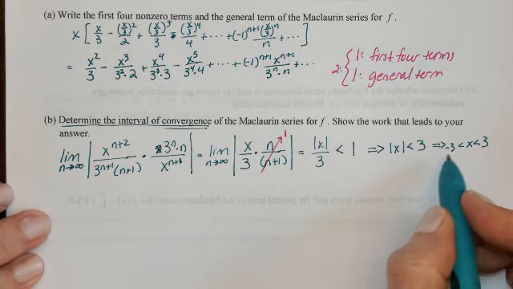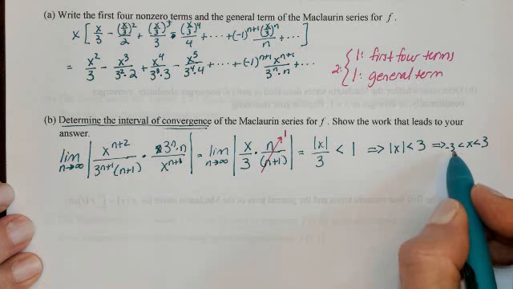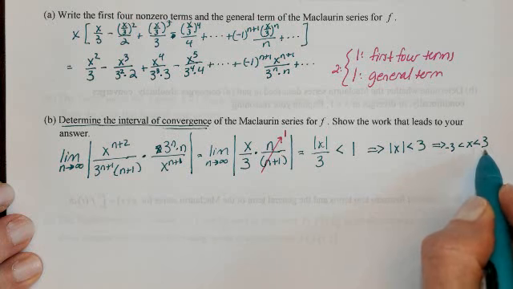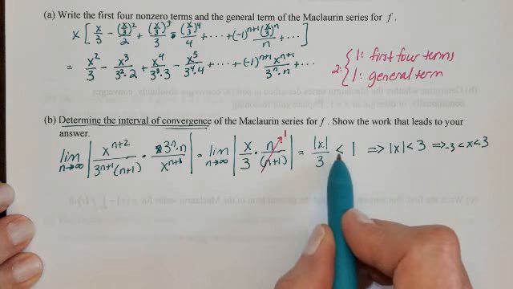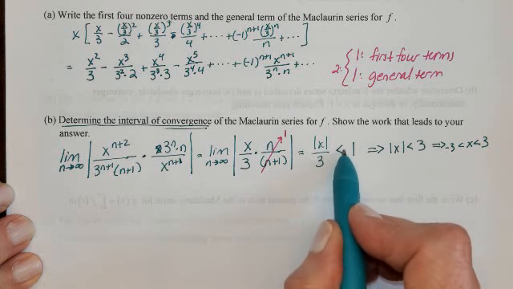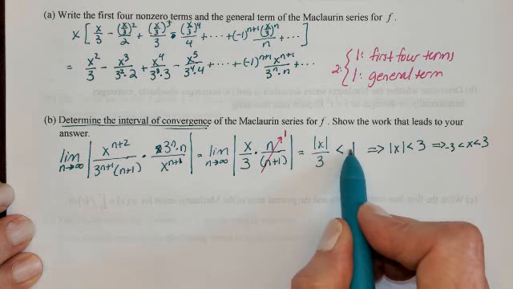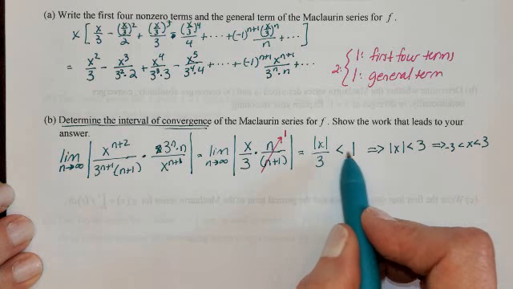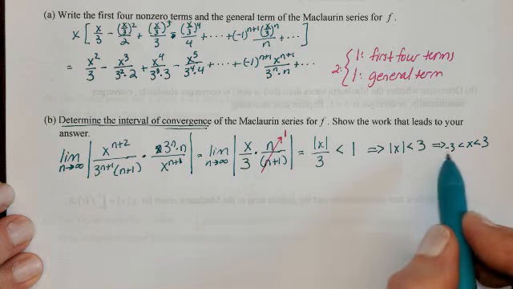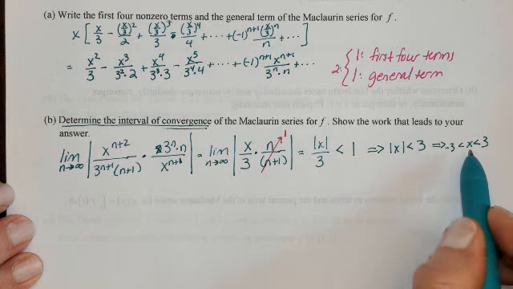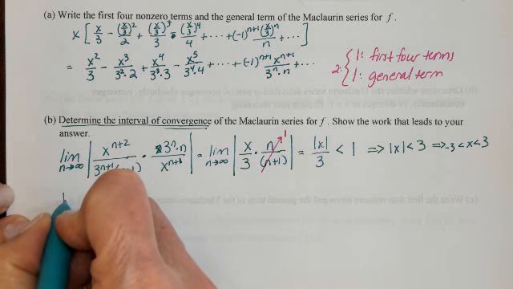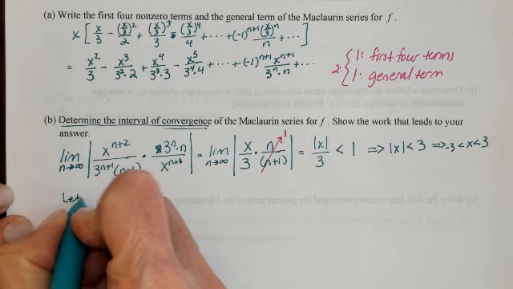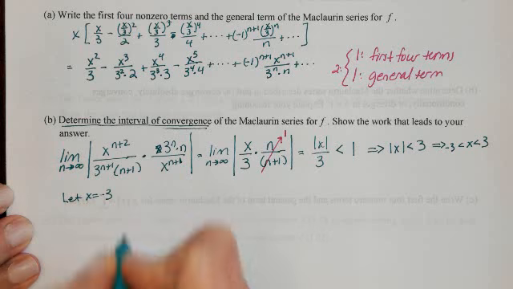Now, the ratio test does not determine convergence at these endpoints, right? Because if this limit is equal to 1, the ratio test is inconclusive. So maybe it converges, maybe it doesn't. So we have to come and test these endpoints. So let's test the endpoints at -3 first.